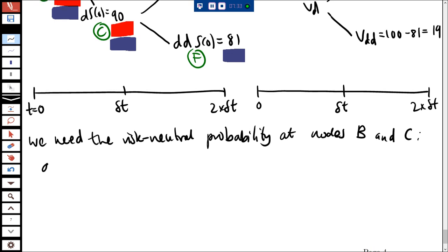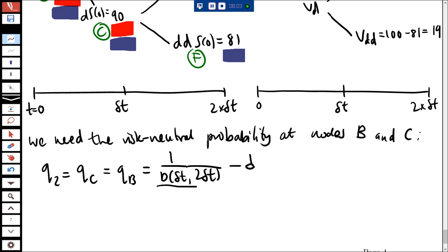Okay, so let's say Q2 is the risk neutral probability at C. Because the interest rates are constant over 6 months and the multipliers for U and D are constant, we're actually going to get the same values at C and B, because the equation we can see is just this, and it's the same whether we're at either of those nodes.